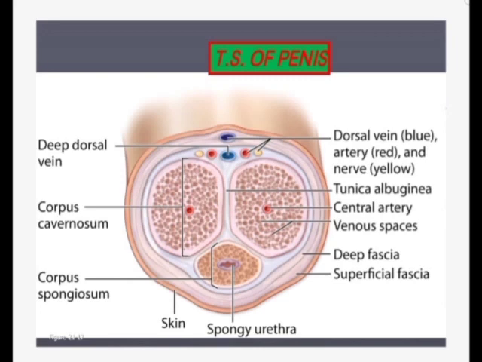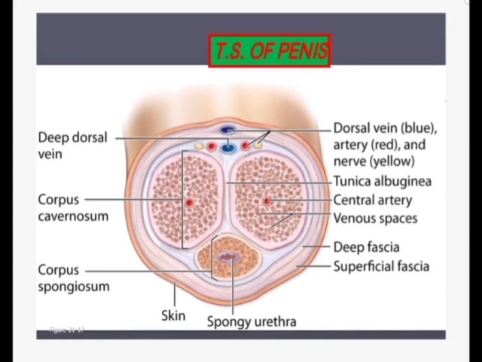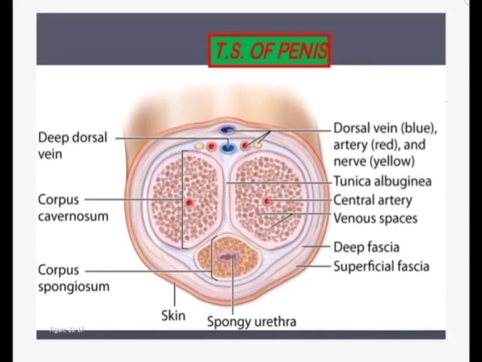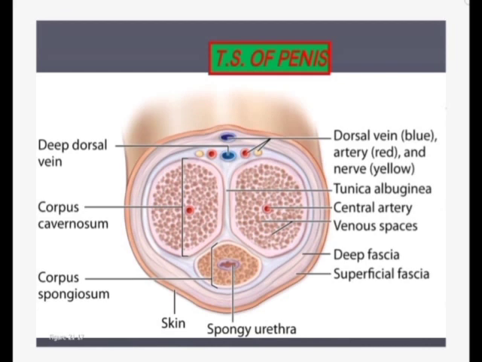This is the transverse section. You can see these are the dorsal sides. This is the dorsal side, this is the ventral side, and these are two corpora cavernosa. This is the deep dorsal vein. This is the spongy part of the urethra lying in the corpus spongiosum. So this is the deep fascia, the superficial fascia. All is covered by a skin.